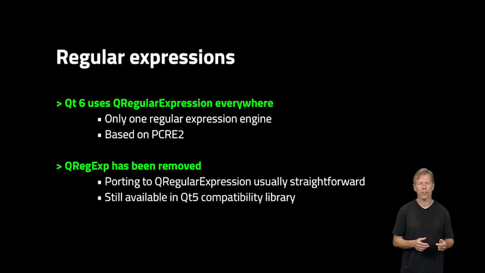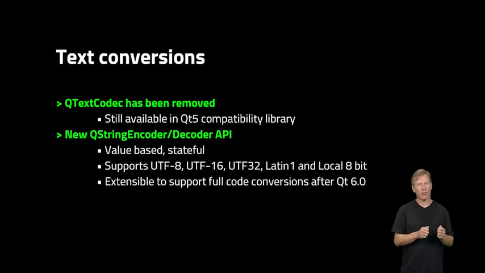We've been also working on text conversions as the next topic. So the Qt text codec API has been removed from Qt core. It's still available in the Qt5 compat library, so if you rely on it, you can still use it. But we didn't want to have it in Qt core anymore because it didn't fit together with our Unicode everywhere handling that we want to have now moving forward into the future.